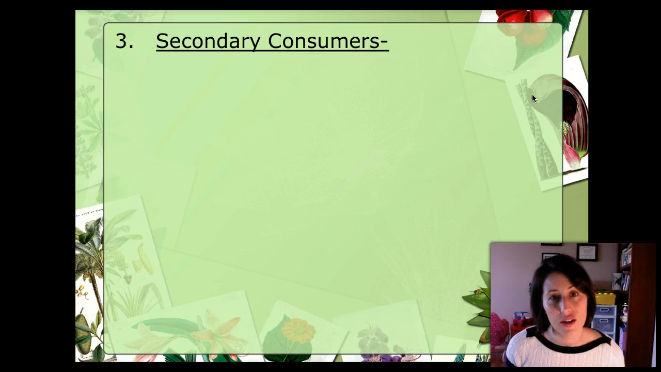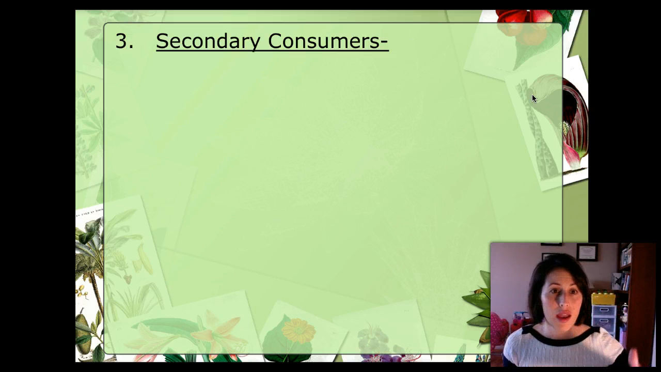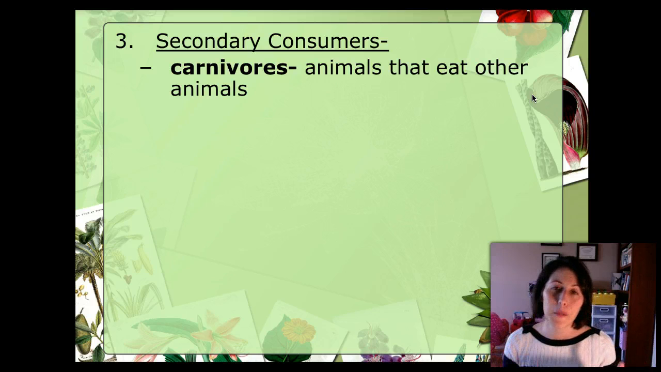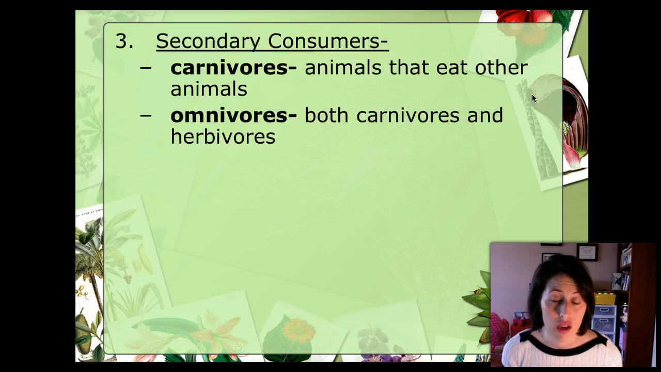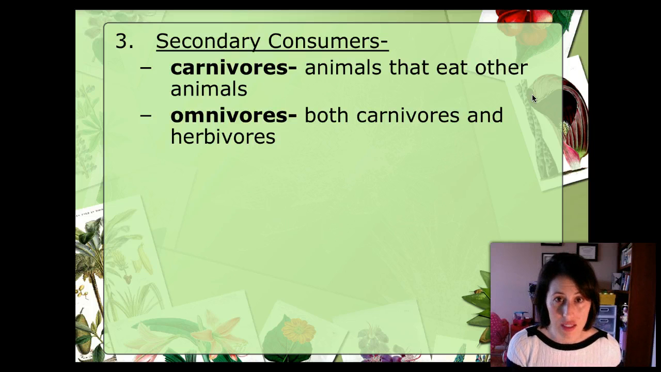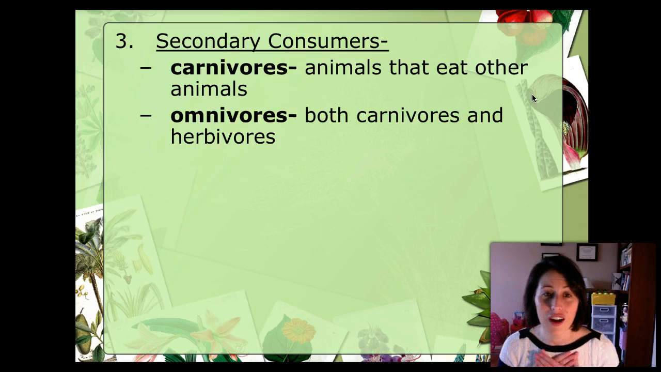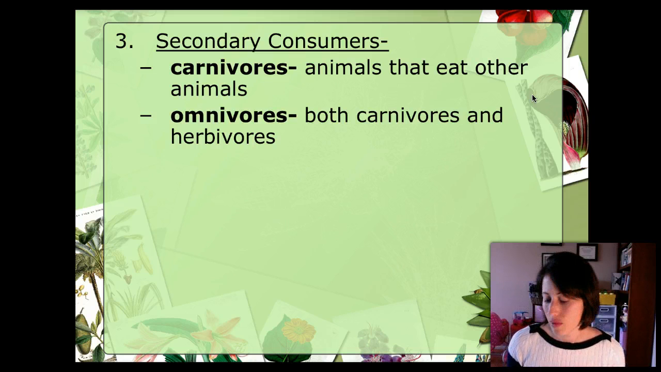Then we have our secondary consumers. So those are the next level, and secondary consumers are the things that eat the organisms that eat the plants. Okay, so here we're talking about carnivores. So these are animals that eat other animals for their primary food source. You also might be talking about omnivores. So omnivores are organisms that are both carnivores and herbivores. So they eat both meat and veggies. Okay, we are omnivores for the most part. So they get their energy from both animals and plant organisms.